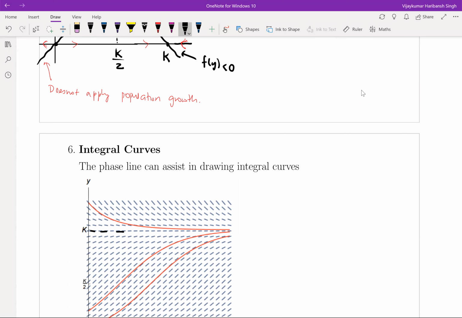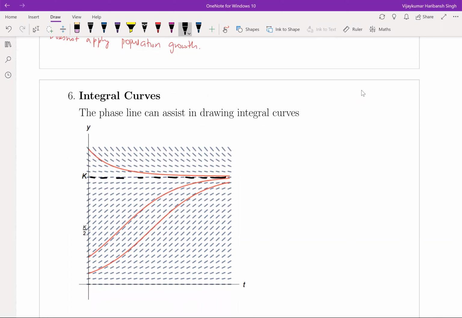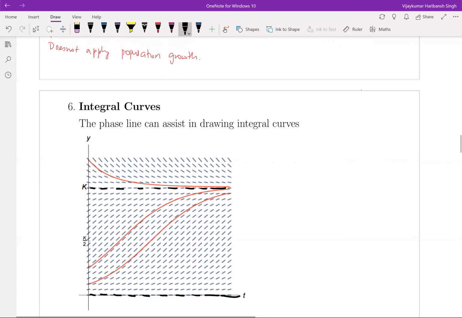So notice that here, this is your equilibrium point. The other equilibrium point is this guy. Now here, first of all, K is what is called a stable equilibrium, right? Because the solutions are converging to it. You call an equilibrium point a stable equilibrium point if the solutions are converging to it, right?